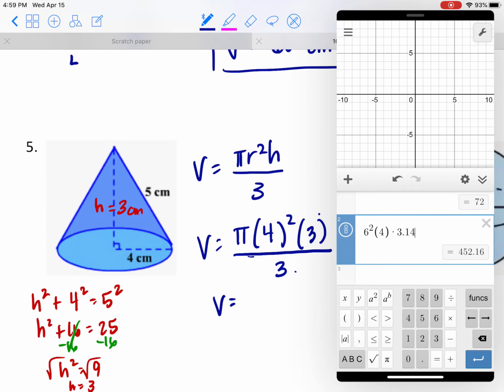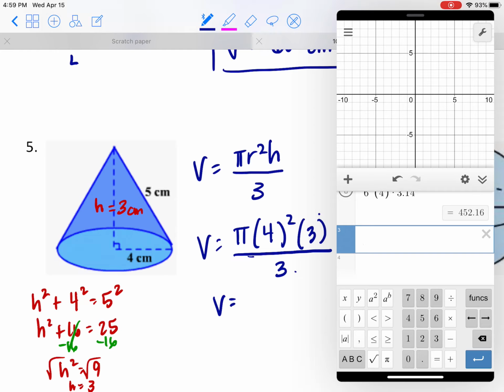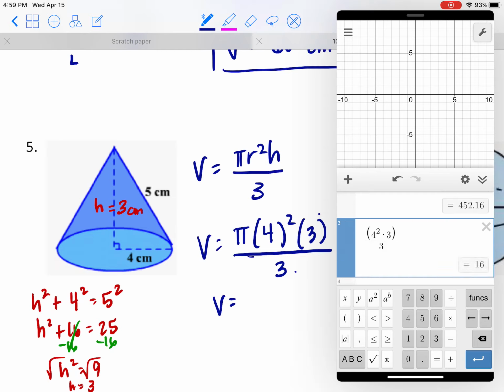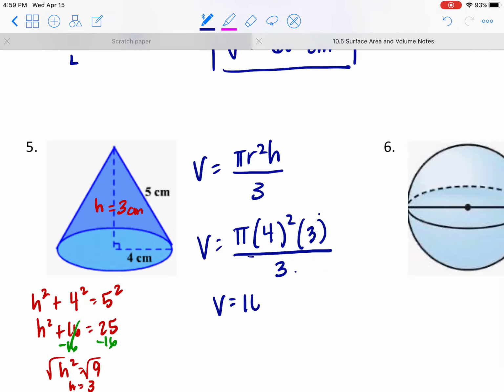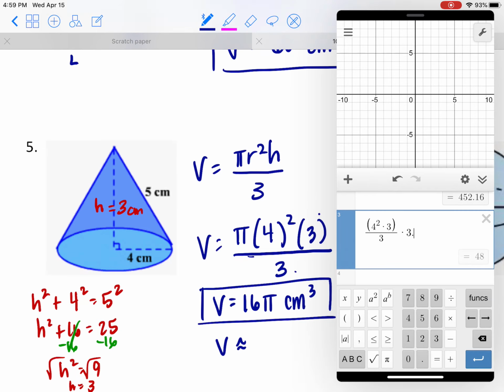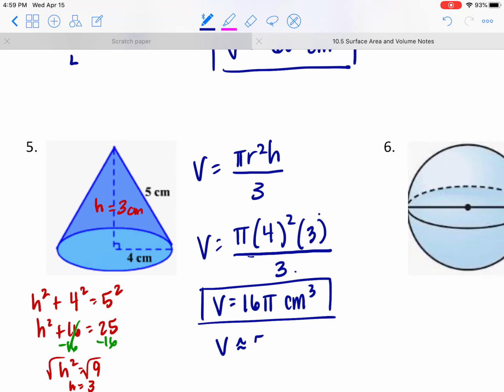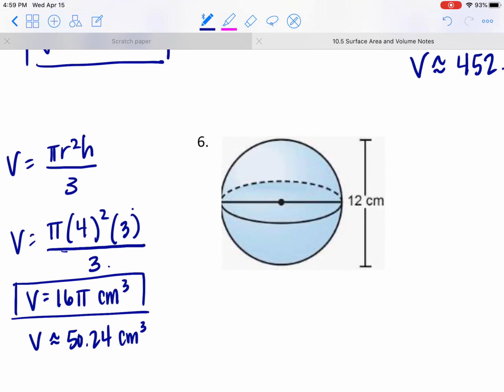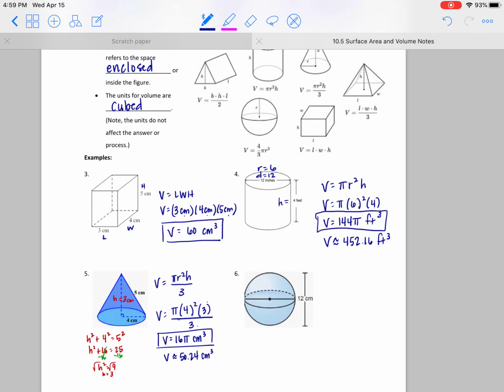So volume is going to equal, well, these 3's are going to cancel. You can put this in your calculator if you want. If you were going to put this in the calculator to get your exact answer, don't put the pi in there yet. You would put the 4 squared times the 3 and then all over 3. And you're going to get 16. And see, if the 3's cancel, all you have is a 4 squared, which is a 16. So this is going to be 16 pi centimeters cubed exactly. And then if you wanted to approximate it, then the pi is going to have to go back in there. So then if we take the 16 and multiply by 3.14, 50.24 is our approximate volume.